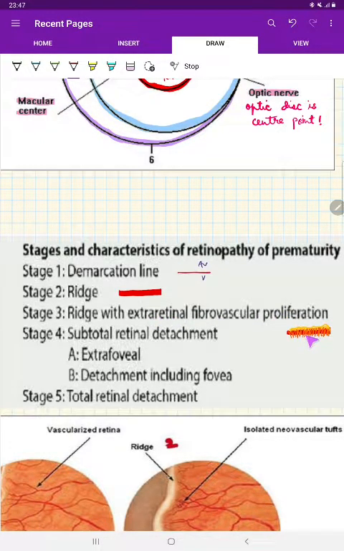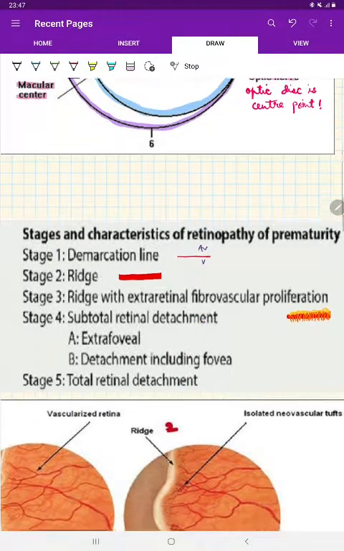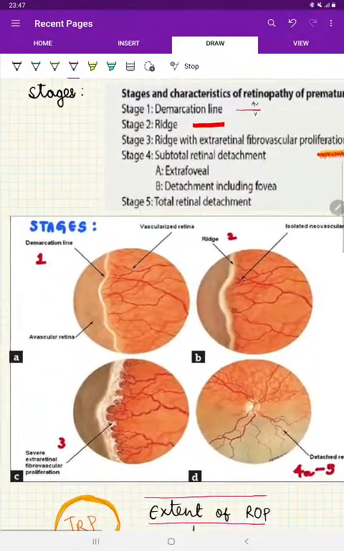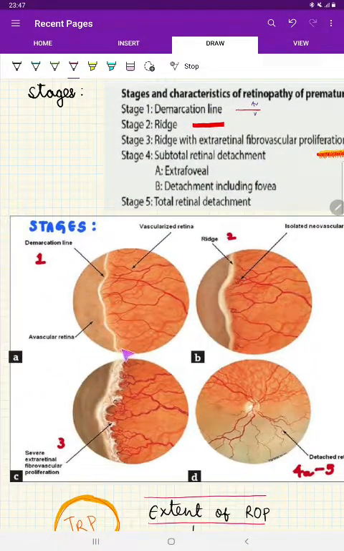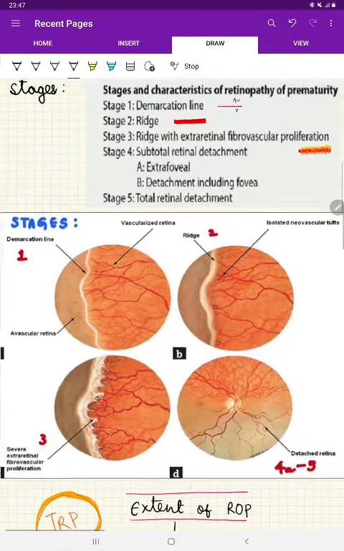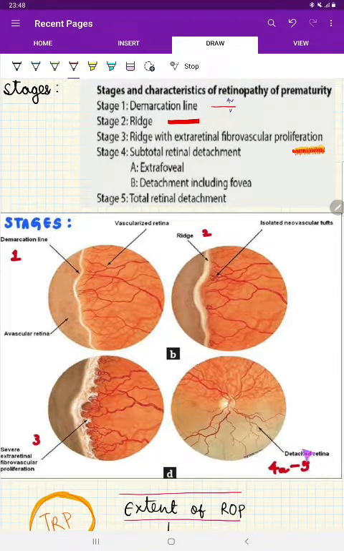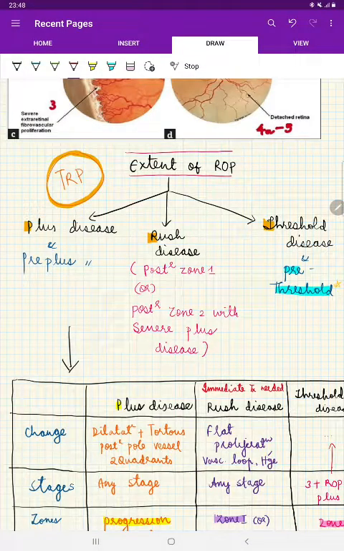This fibrovascular proliferation will result in subtotal retinal detachment. This subtotal retinal detachment initially will not involve the fovea, that is called extrafoveal. Later it will involve the fovea, that is called detachment including fovea. At last it will cause total retinal detachment. So: demarcation line, ridge, fibrovascular proliferation, and RD. In the diagram we see the same: stage 1 demarcation line, stage 2 ridge, stage 3 fibrovascular proliferation, stage 4 retinal detachment, and stage 5 is total retinal detachment. Now we will discuss the extent of ROP.